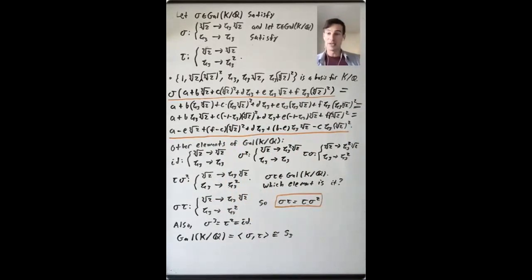So the last thing I want to do in this video is we have this Galois group. And for each subgroup of this Galois group, we can write down the fixed field. And we'll have this diagram of subgroups, and we'll get a corresponding diagram of subfields of K.